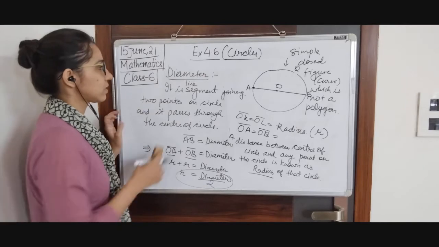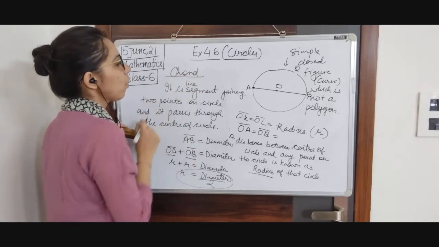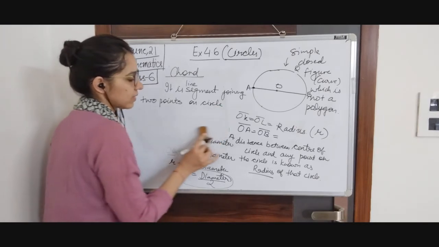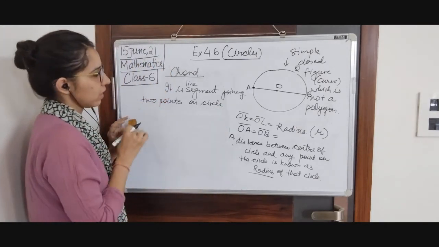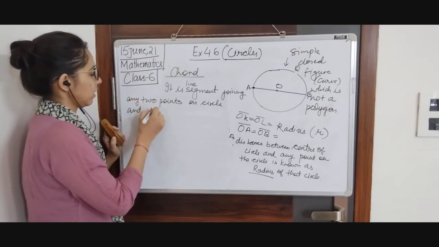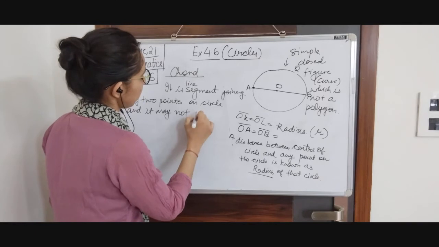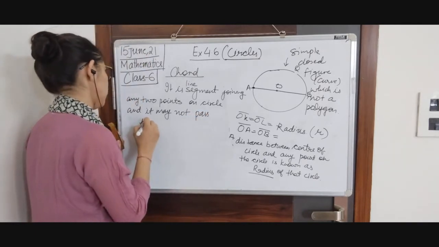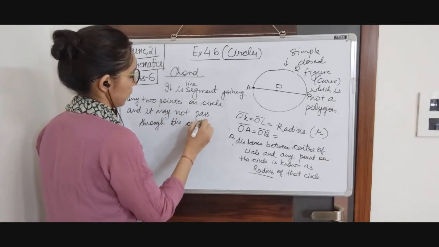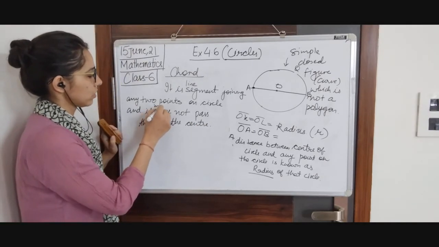Next term is chord. Chord is a line segment joining any 2 points on a circle, and it does not necessarily pass through the center. Okay, it is a line segment joining any 2 points on a circle, and it may or may not pass through the center.